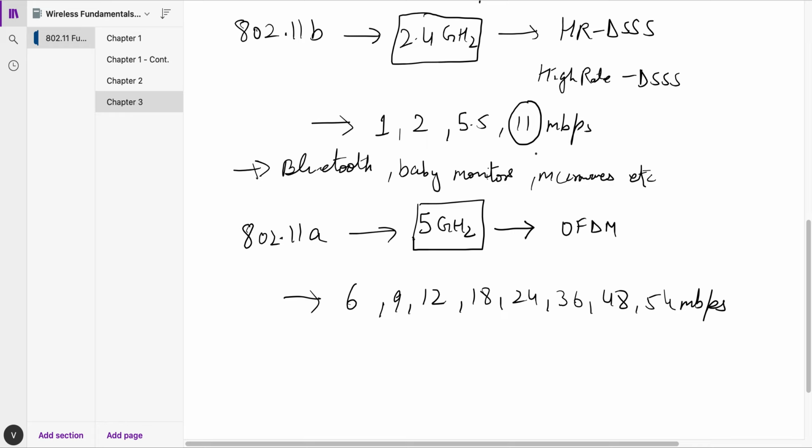So what happened after that was we also wanted to make sure that yes, we should be able to achieve higher throughput or higher data rates in the 2.4 gigahertz spectrum also.